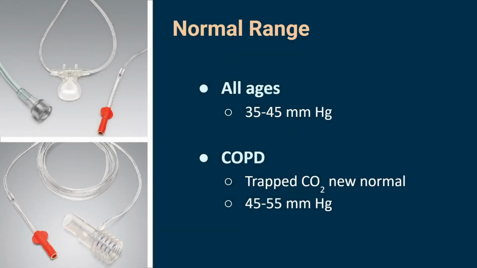Normal range is, of course, 35 to 45, which is the same for all ages. That only changes when we essentially have a chronic experience of trapped air, specifically trapped CO2. So their new normal becomes 45 to 55. So be careful there. You might get patients that present with an end tidal of 46, and you're like, oh man. I'm like, well, he's got emphysema. That is his normal.